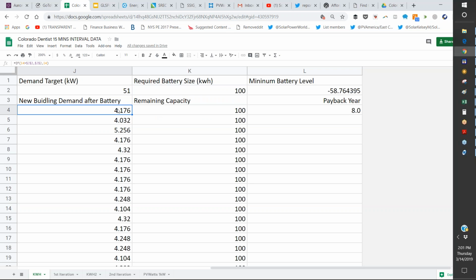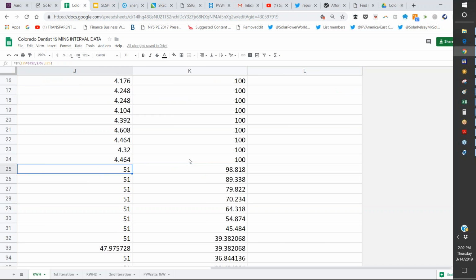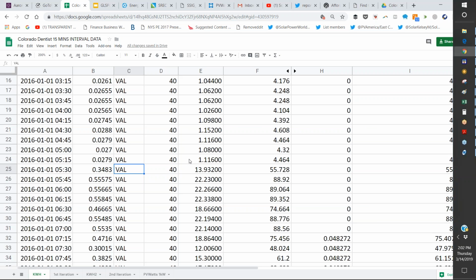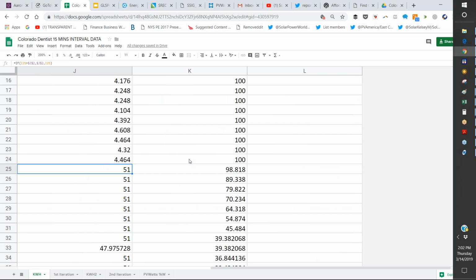Okay, so we're starting at 100 kilowatt hours. And then our new building demand after our battery is 4 kilowatts. And we don't care about that because we're only running the battery if it goes up above 51. And then all of a sudden we're on January at 5:30 a.m. when we saw that load spike, and our load is up to 55 kilowatts. And so we say, okay, we need to run our battery to keep our load at 51 kilowatts. And what that means is we're drawing power out of our battery.